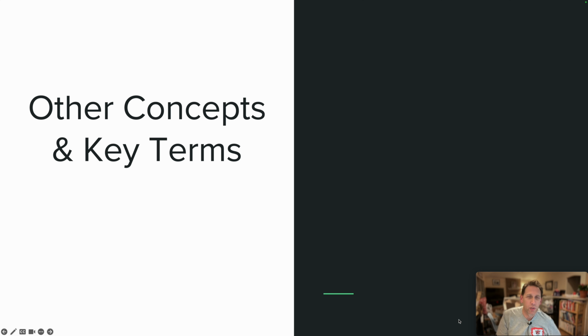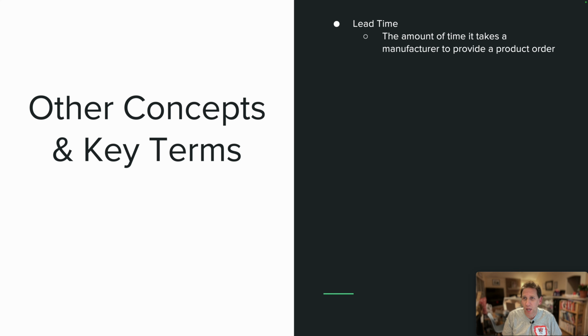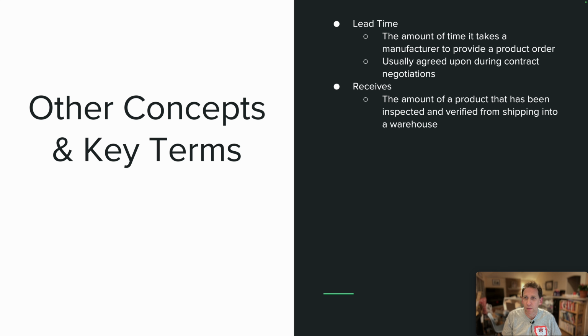Some other concepts and key terms when we're talking about sales and inventory management. There's a thing called lead time. This is the amount of time it takes a manufacturer to provide a product order. It is usually agreed upon during contracting negotiations. Receives is the amount of a product that has been inspected and verified from shipping into a warehouse or into your area of storage, whatever your inventory is.